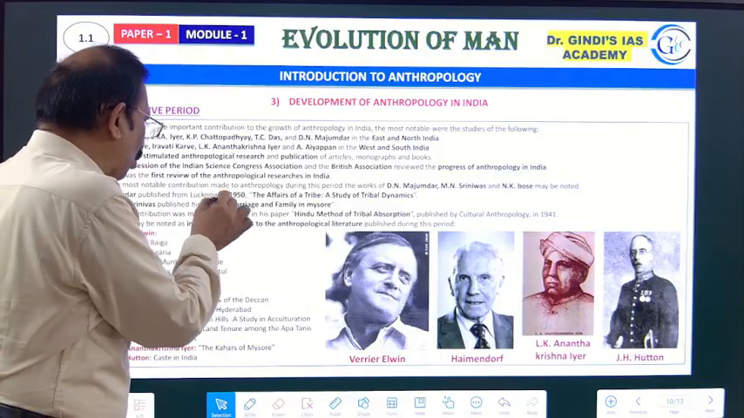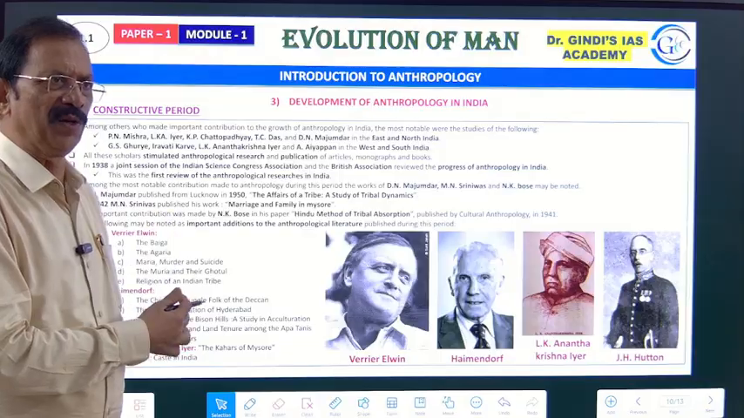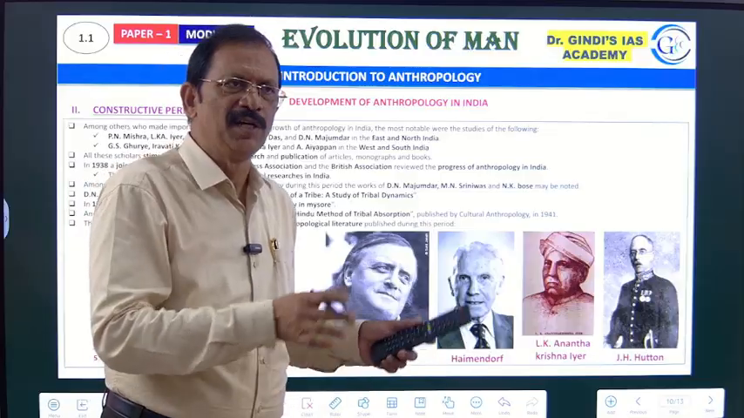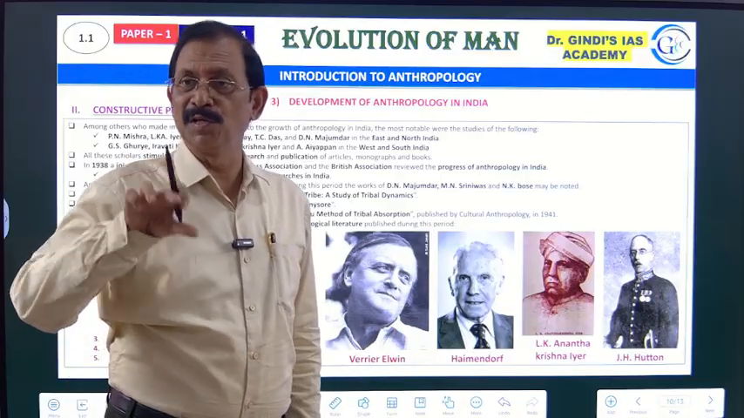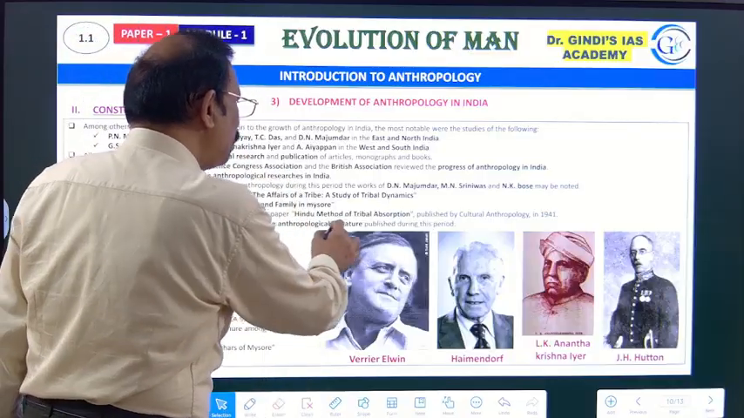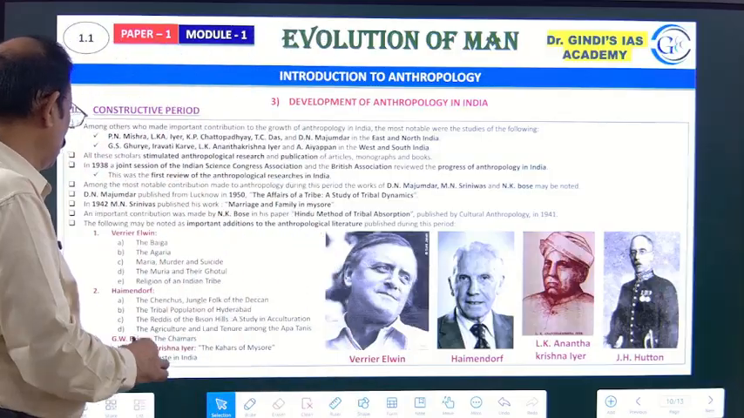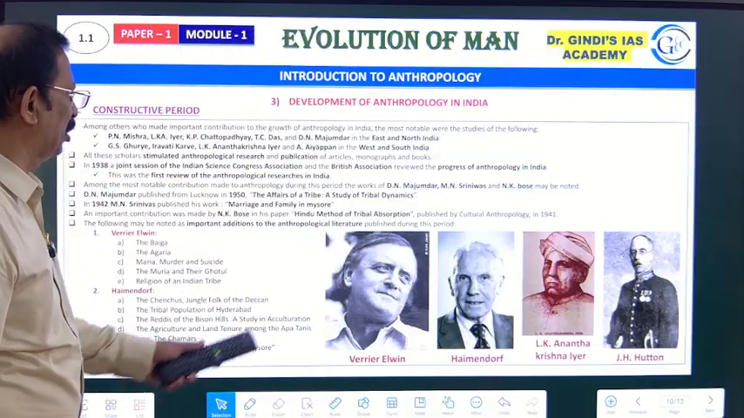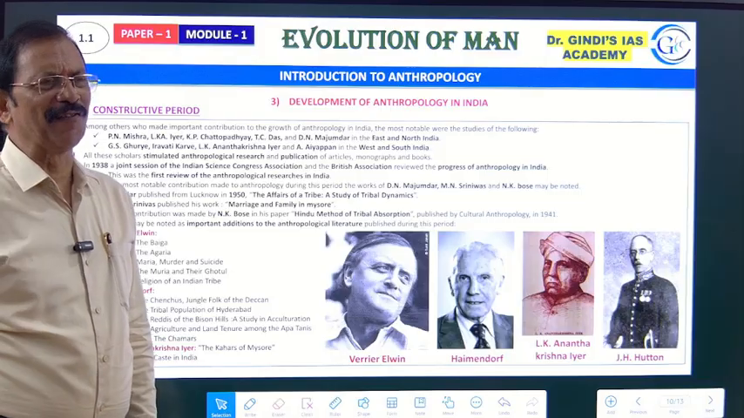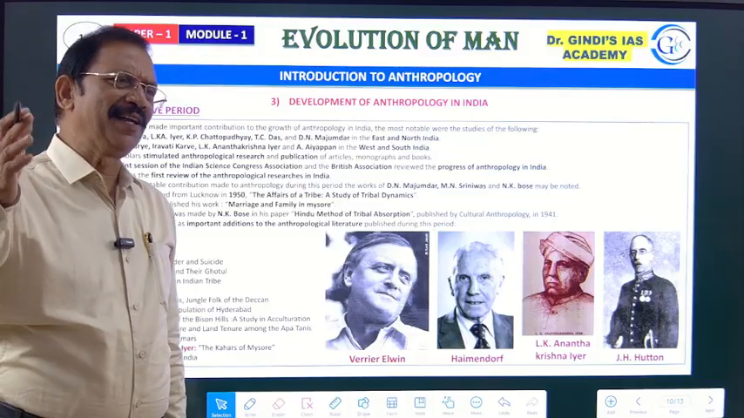If you want to be familiar with all the terminology, first of all you should know the names of the famous anthropologists. That's why, even though it's a lengthy lesson, I am trying my best to give brief but comprehensive information. Then an important work: N.K. Bose, Hindu Method of Tribal Absorption, published in 1941. Then the following noted additions to anthropology literature: Verrier Elwin, who was advisor to our first Prime Minister. Who was the first Prime Minister? Yes. Under tribal India, there is a separate chapter.